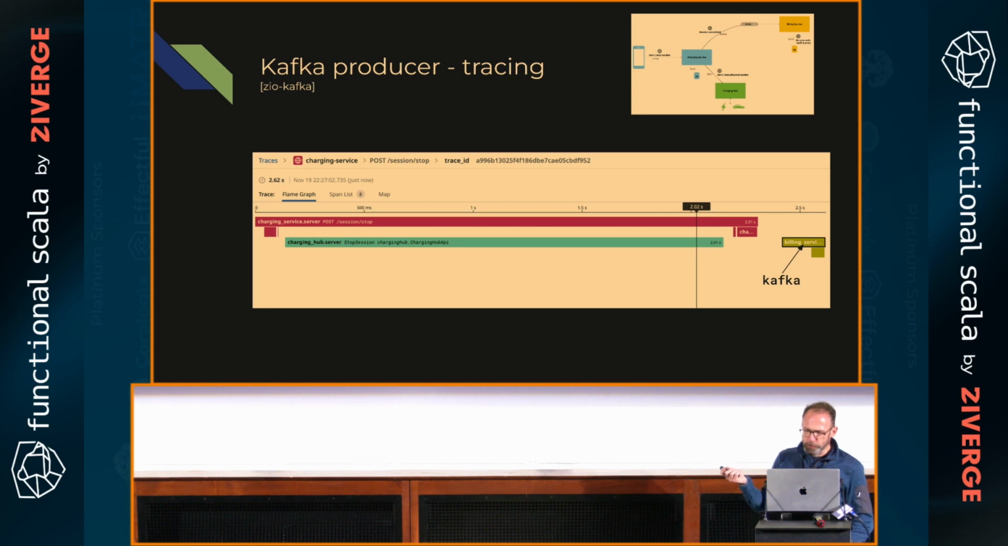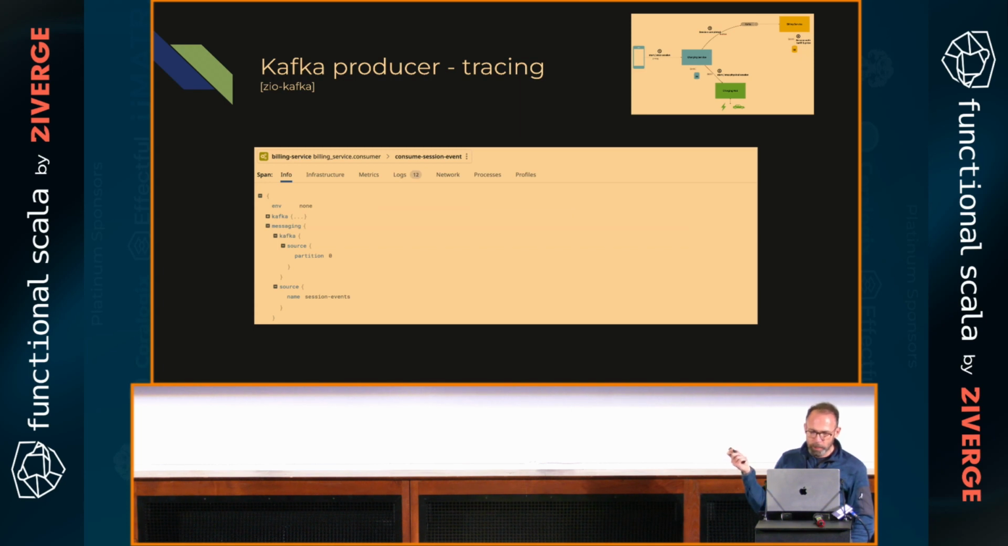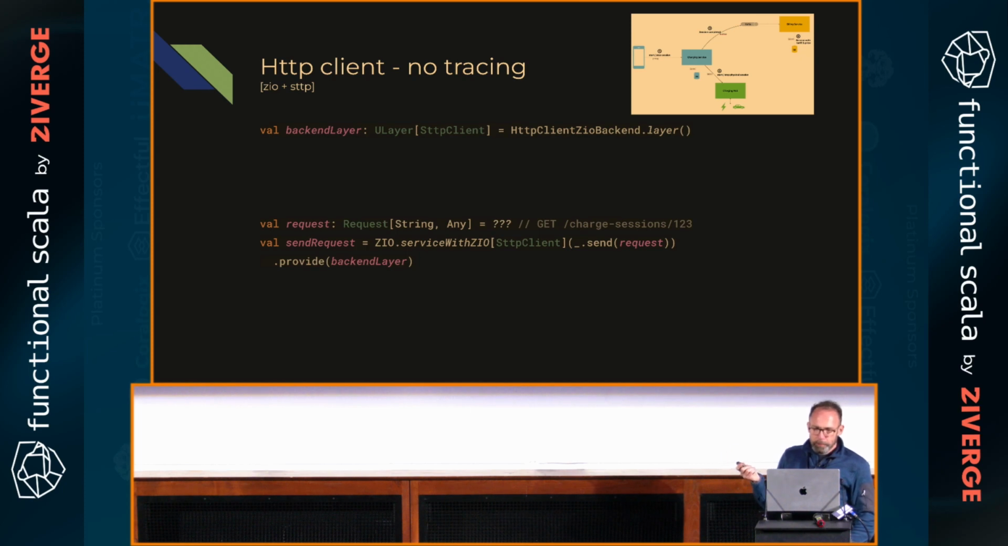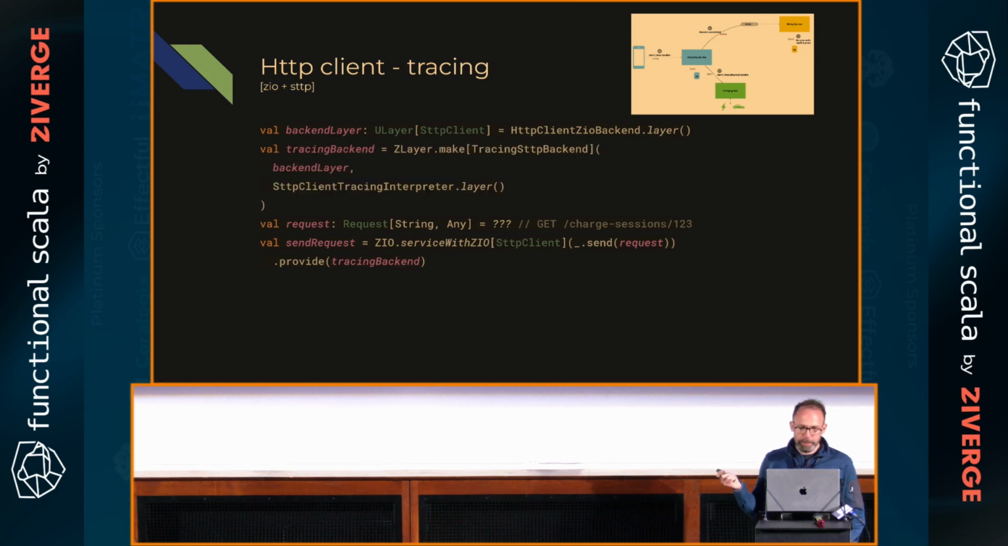As a result, when I'm consuming from Kafka, this will create this span that comes with all the attributes that we declared in our algebra. Same thing, for example, for an HTTP client. This is how you send a generic request using HTTP, using a ZIO HTTP client backend. What I have to do to trace the outgoing requests is just make a layer around it through this tracing HTTP backend and use that as a backend. And this makes sure that all tracing information gets sent through.